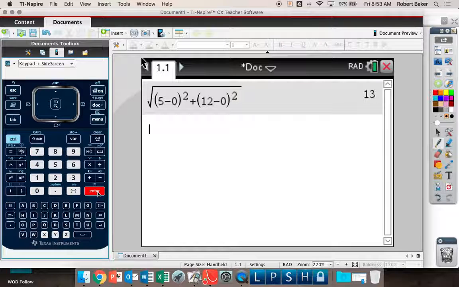Wait. So can we use Photomath? No. There are no cell phones allowed on your test. You have a calculator. It will do it faster and more efficiently than Photomath. Questions?